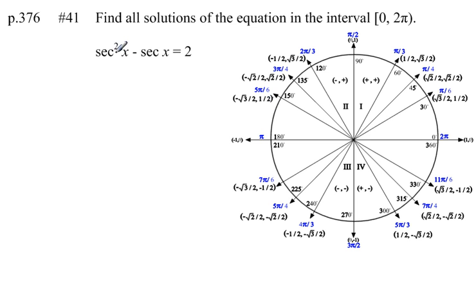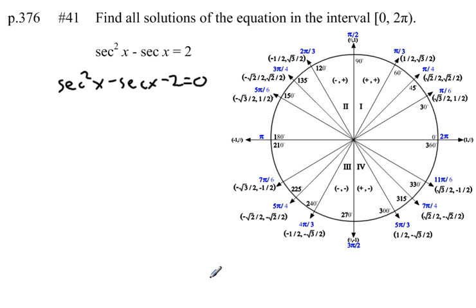Second of all, let's address what we have up here. Well, we've got two trig expressions. We've got a squared. What we're probably going to have to do is move this 2 over to the other side, set this equation equal to 0, and factor. So let's give that a shot. So the secant squared of x minus the secant of x minus 2 equals 0.